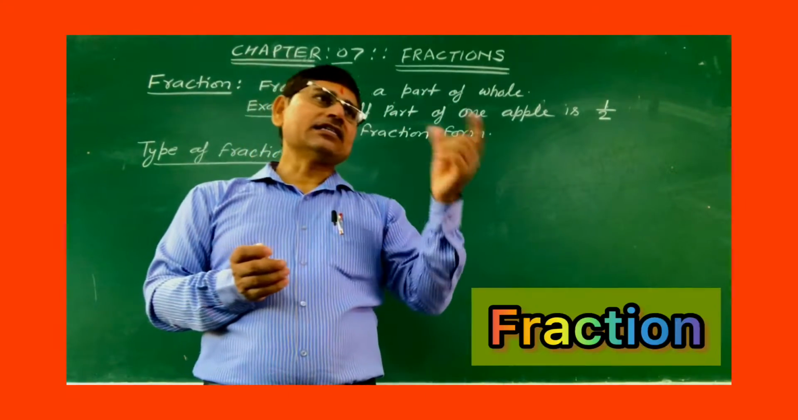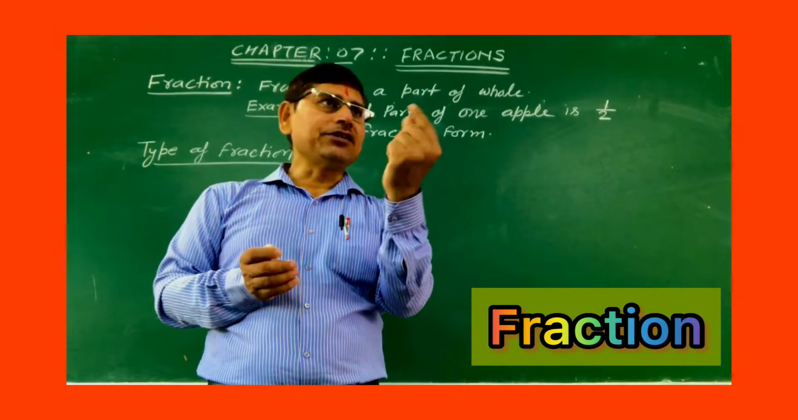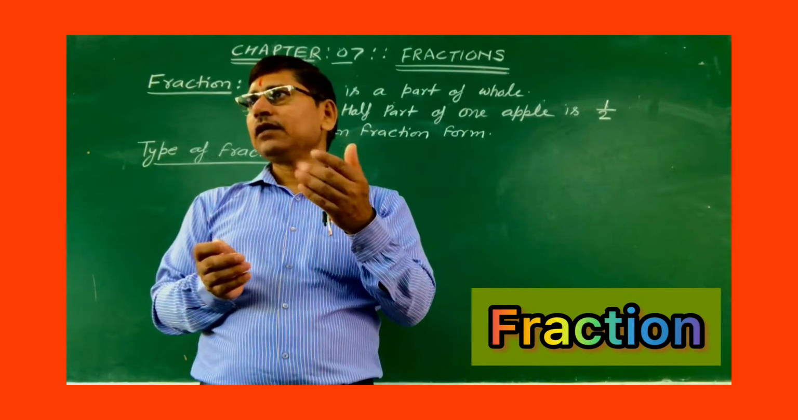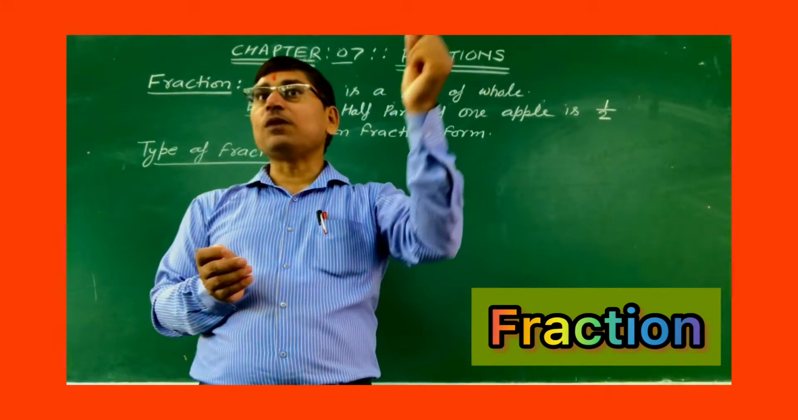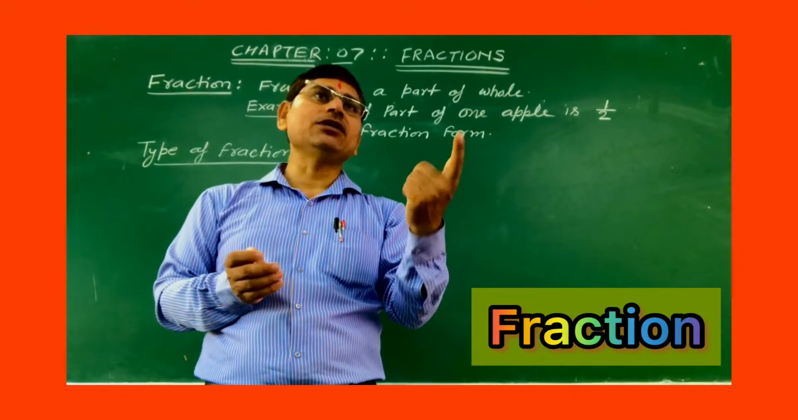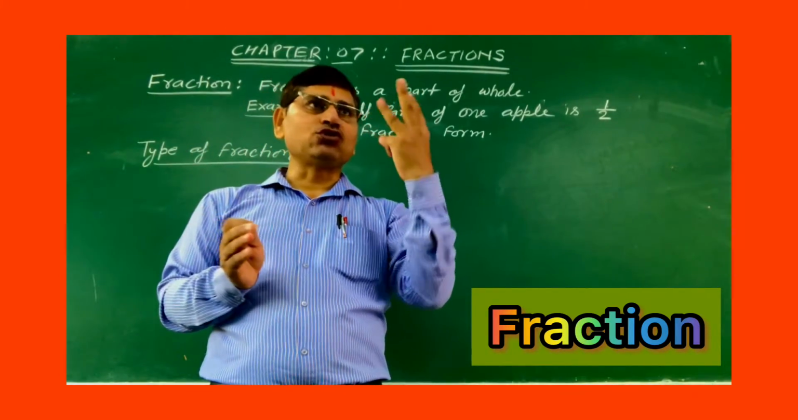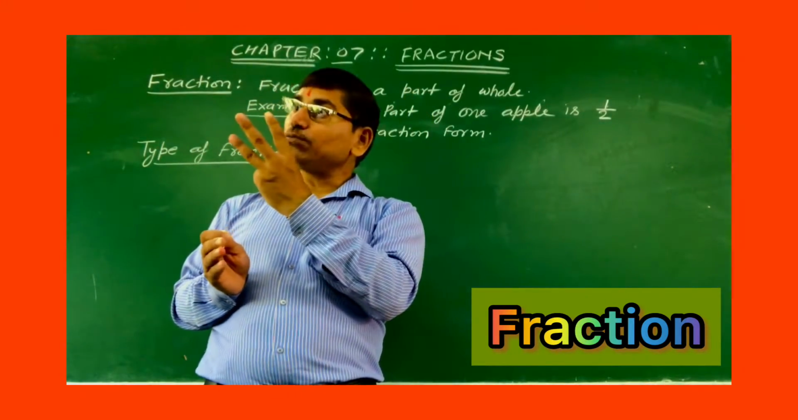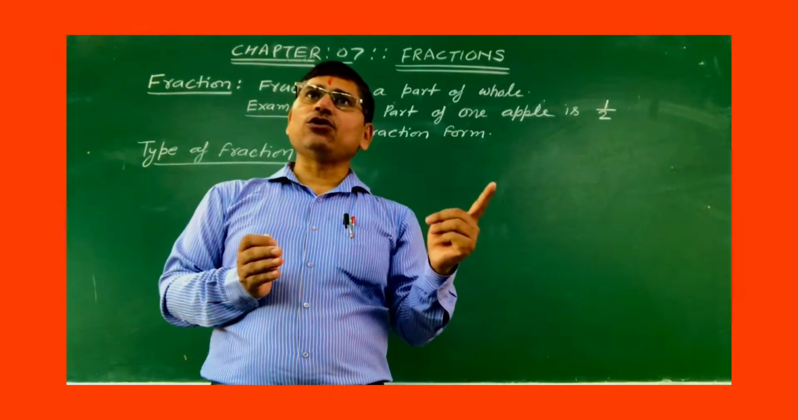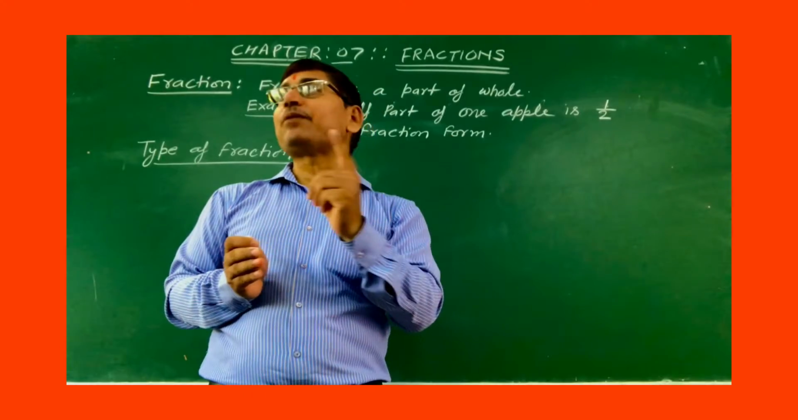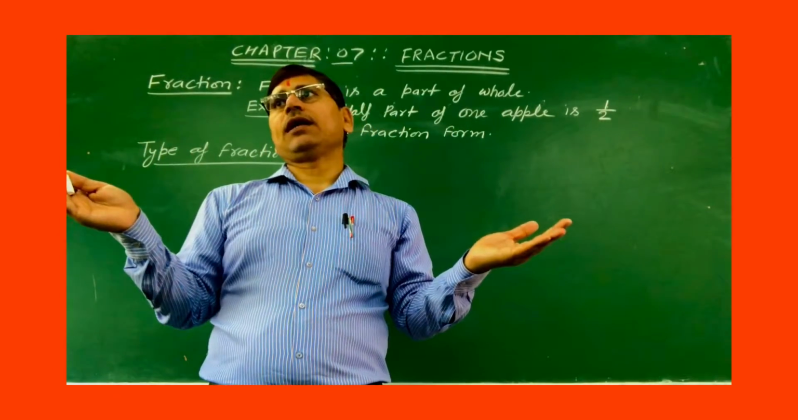Let us say this apple you divide in three equal parts and take one part only, then in the form of fraction it is 1 by 3. Why 1 by 3? Because the apple is 1 and you divide it into three equal parts. But parts should be equal. If parts are not equal, then you cannot denote this in fraction form. All parts should be equal.